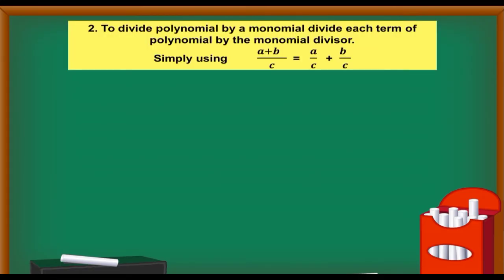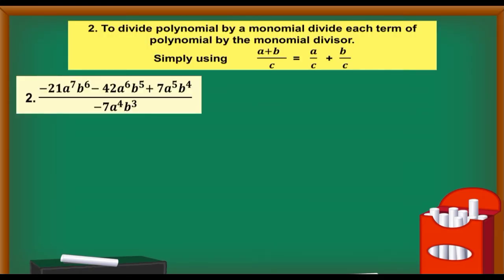So, let us have another example. Negative 21a raised to 7, b raised to 6, minus 42a raised to 6, b raised to 5, plus 7a raised to 5, b raised to 4, divided by negative 7a raised to 4, b cube. So, we just separate the terms.